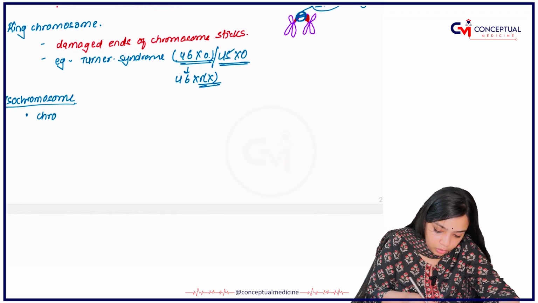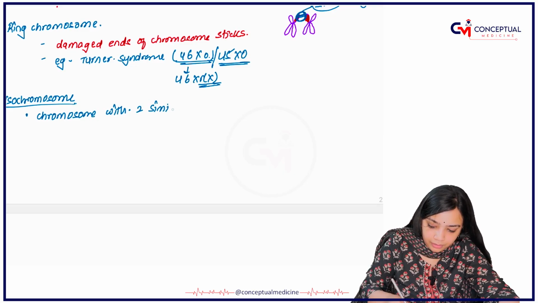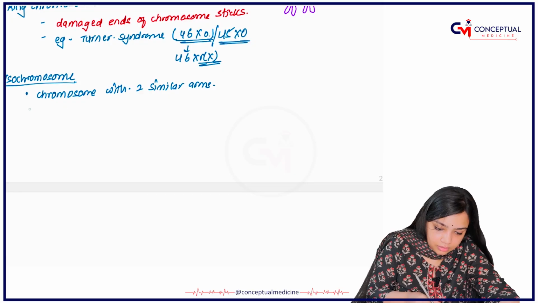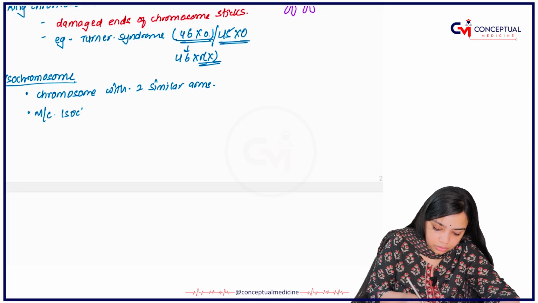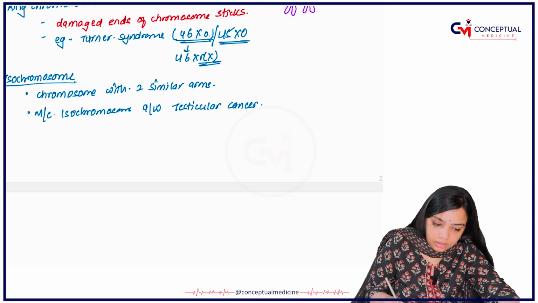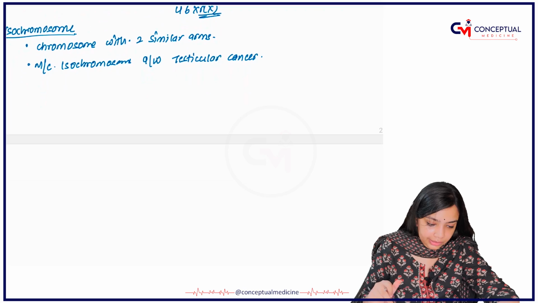Isochromosomes means chromosomes with two similar arms. Okay, similar arms. Now, the most common isochromosome is associated with testicular cancer. Okay, next thing that we will talk about is your numerical disorders.